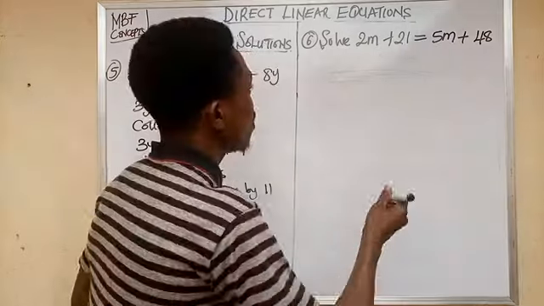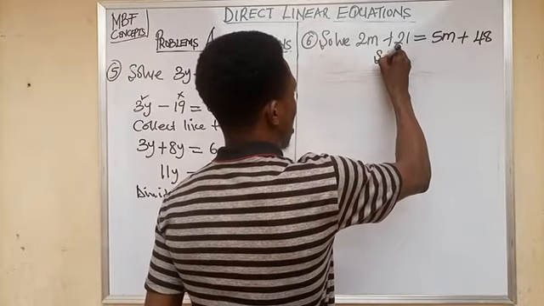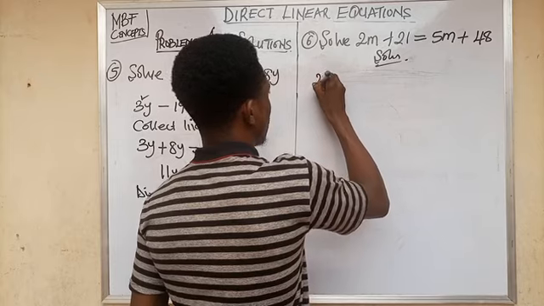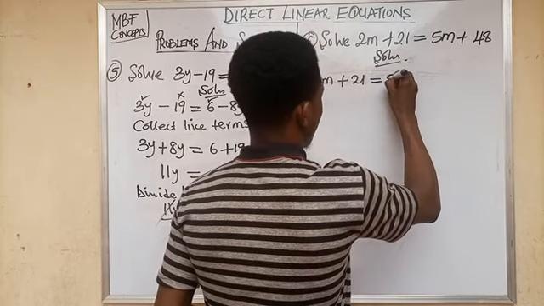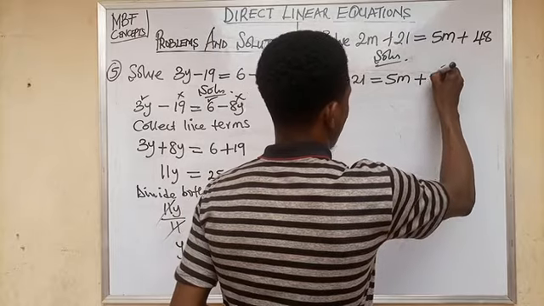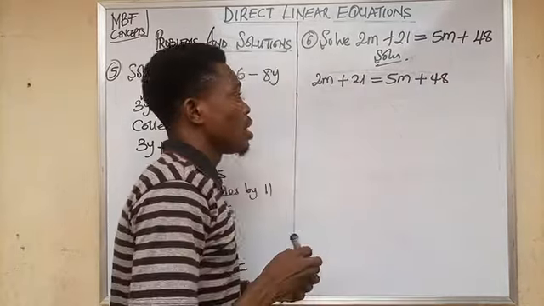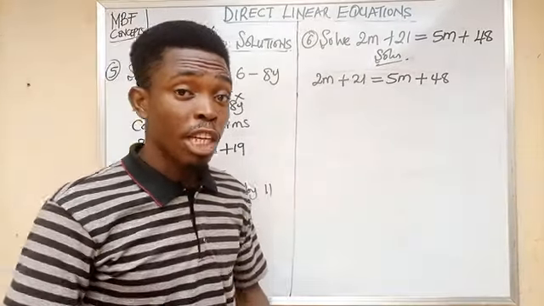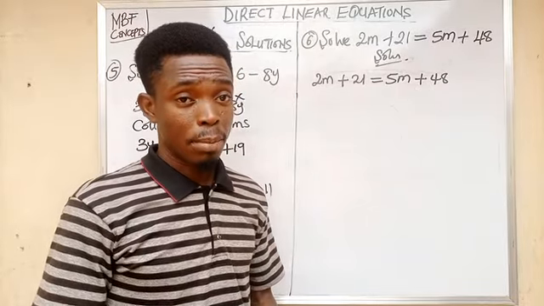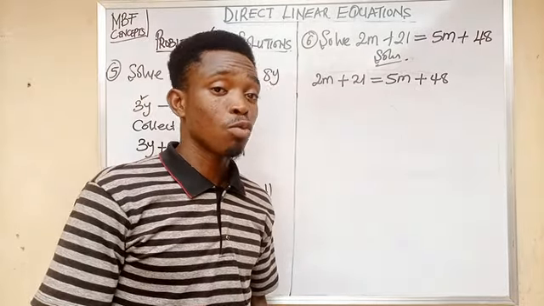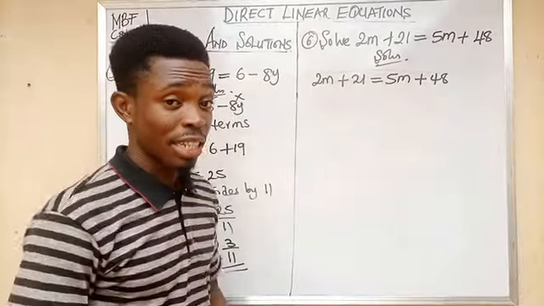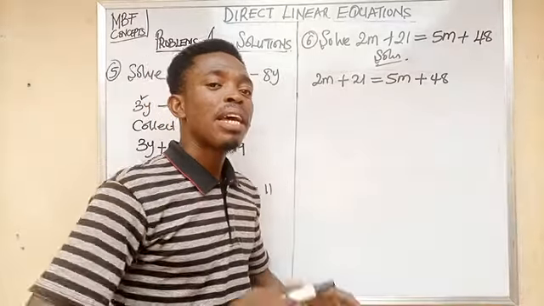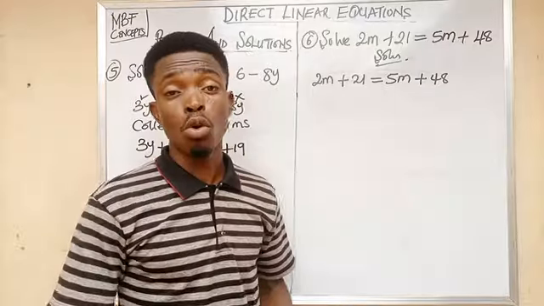Now, the first thing we do as usual is to put down our solution. Then we have 2m plus 21 is equal to 5m plus 48. Guys, the first thing that we do here is to collect like terms. But how do we collect like terms? We need to first of all identify the terms that are rightly positioned and those that are wrongly positioned.